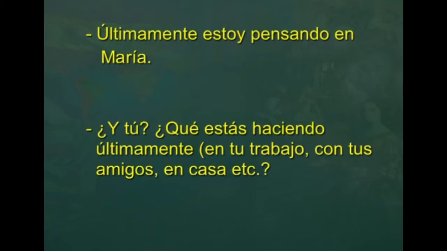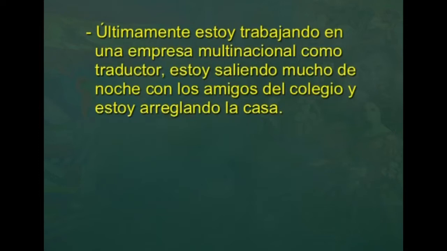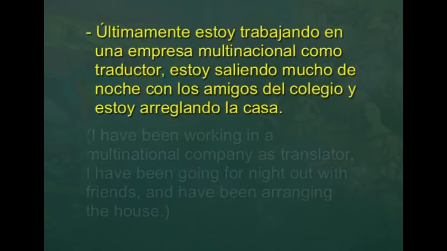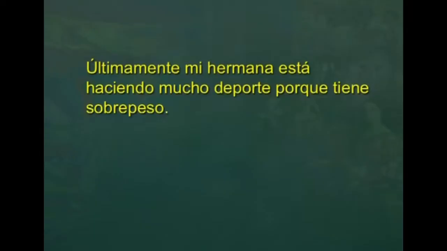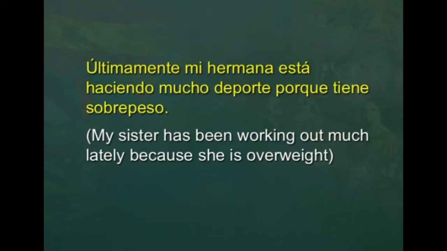You say, Últimamente estoy trabajando en una empresa multinacional como traductor. Estoy saliendo mucho de noche con los amigos del colegio y estoy arreglando la casa. I have been working in a multinational company as a translator. I have been going out with friends at night and I have been arranging the house. The other example is, últimamente mi hermana está haciendo mucho deporte porque tiene sobrepeso. My sister has been working out a lot lately because she is overweight.